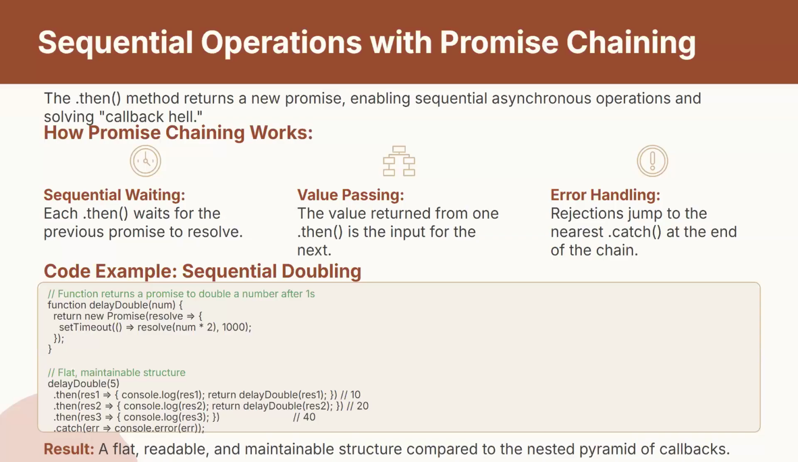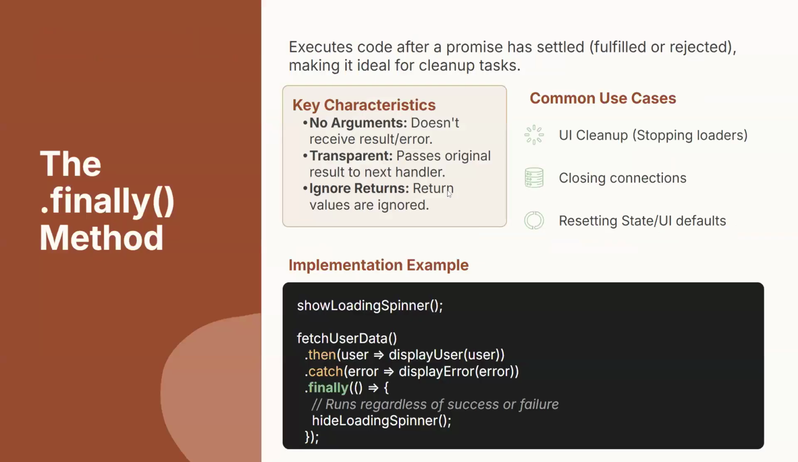So the key takeaway here is that the structure is flat and readable as compared to the examples that we've seen earlier. Each step is independent, easy to test, and the flow is clear. It's actually a significantly huge improvement over nested callbacks. And then we're going to take a look at one of the other methods that's called finally, and we'll see how it fits into this pattern.